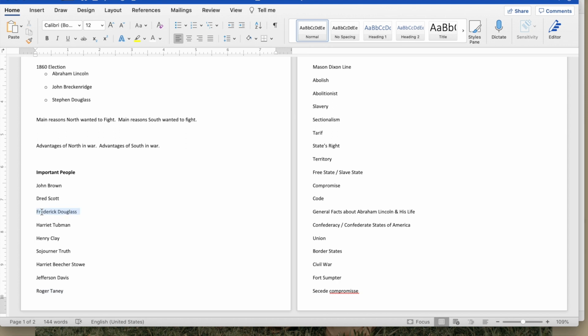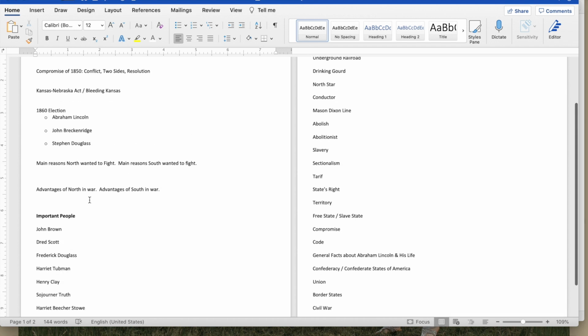Frederick Douglass was a slave. He escaped slavery. He could read and he could write. Extremely good orator or speaker, and extremely famous individual for the speeches he gave against slavery. Harriet Tubman was an Underground Railroad conductor. She was a slave who escaped, and she went back and helped hundreds and hundreds and hundreds of other people escape slavery.